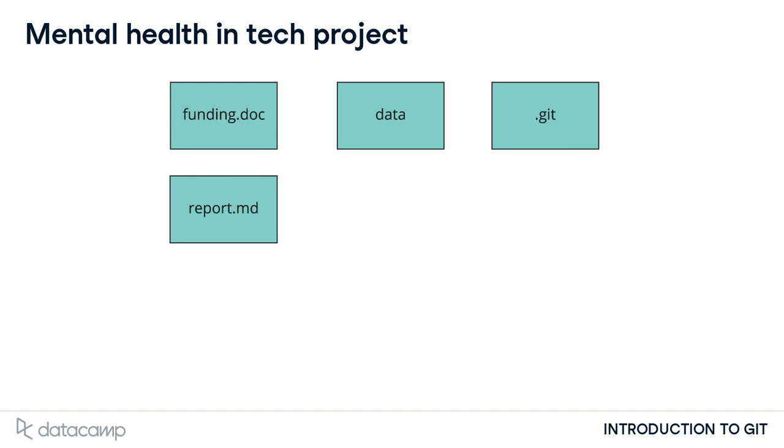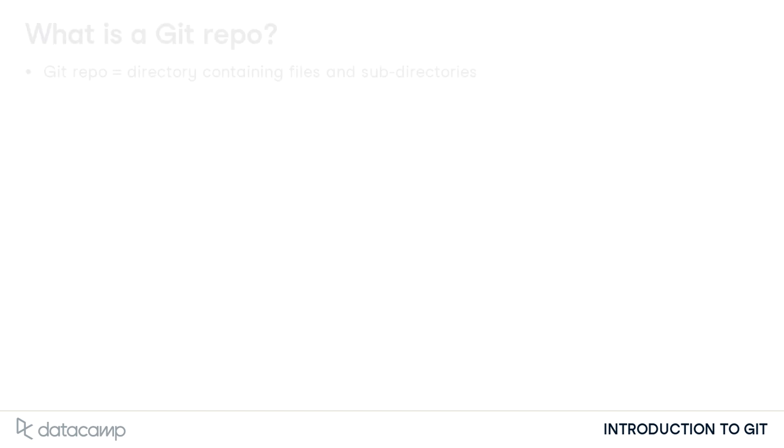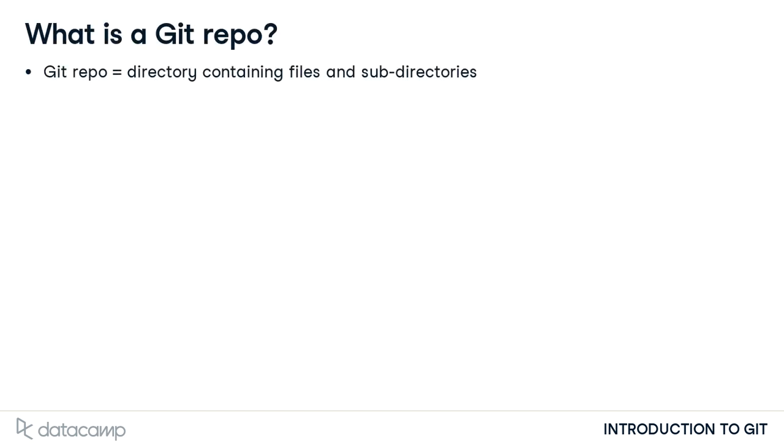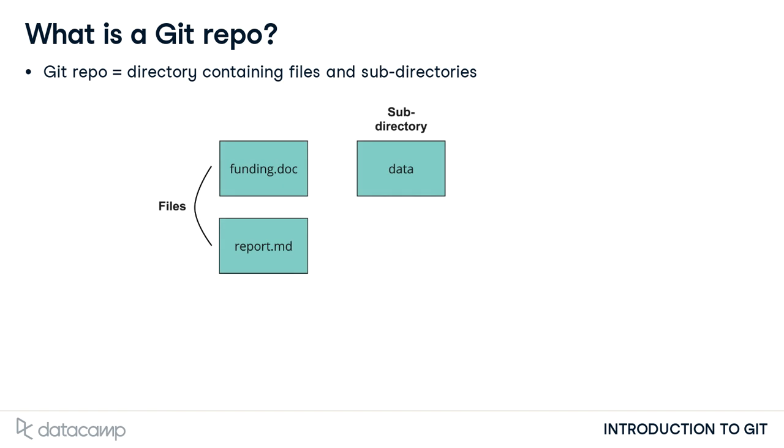To use Git for version control in our project, we first need to create a Git repository, often referred to as a repo. A repo is a directory consisting of two parts. The first is the files and subdirectories that we create and edit. In this case, a file called funding.doc, a report in Markdown file format, and a subdirectory called data.